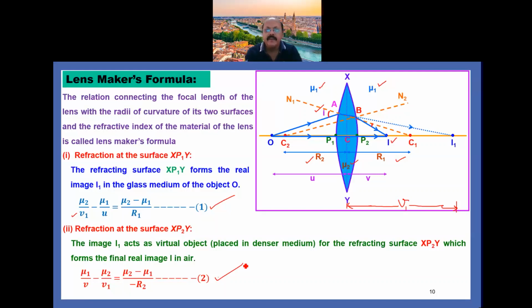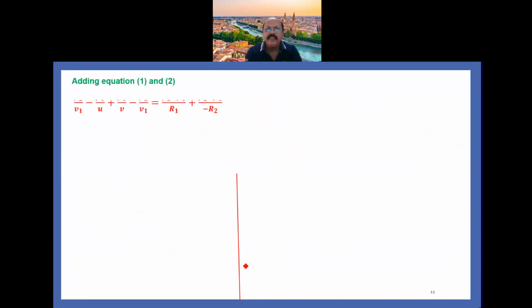Now adding equation 1 and 2, what will you get? Mu2 upon v1 minus mu1 upon u plus mu1 upon v minus mu2 upon v1 equal to mu2 minus mu1 upon r1 plus mu2 minus mu1 upon minus r2. Now rearrange and simplify this equation.